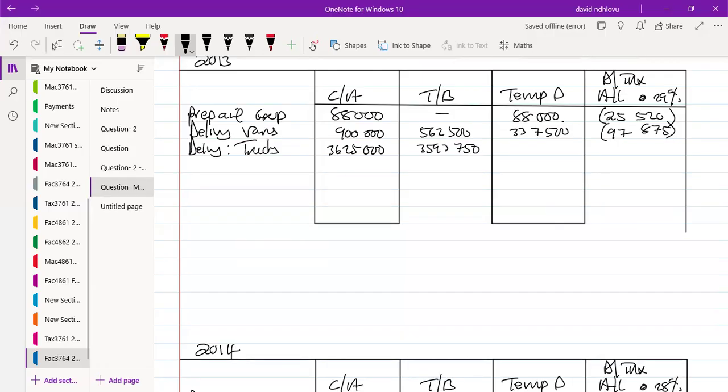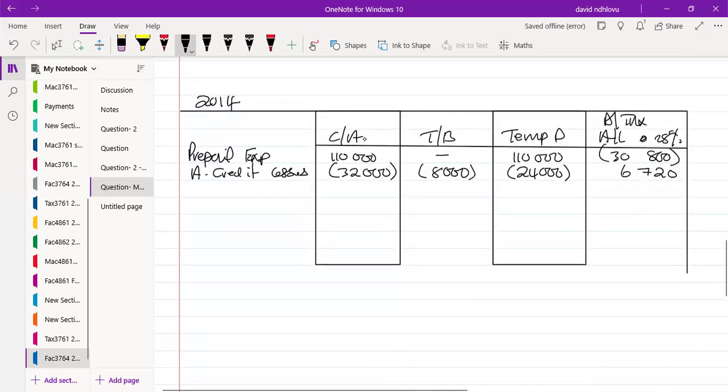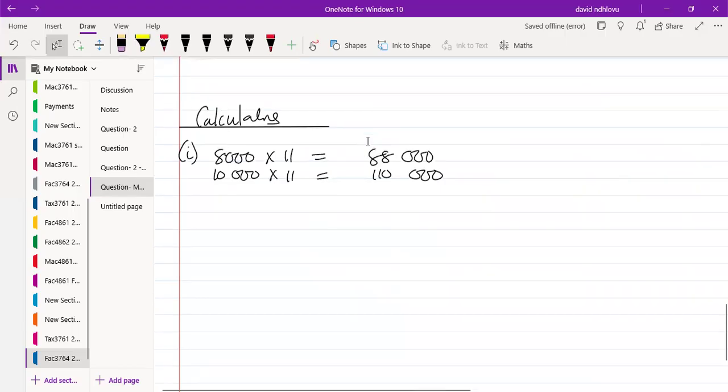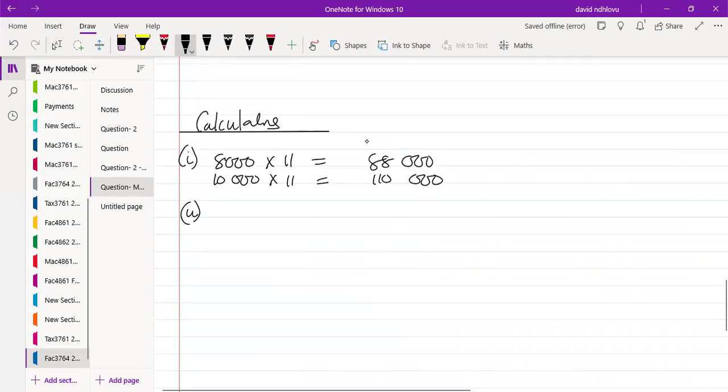Then we say 3,625,000 minus 3,593,750. We are going to have an amount of 29,250, which mathematically is positive, by 29%. We are looking at 84, 83, if we round off, which is a deferred tax liability. Then we go to the current year delivery trucks. Now there's been a change in the value.